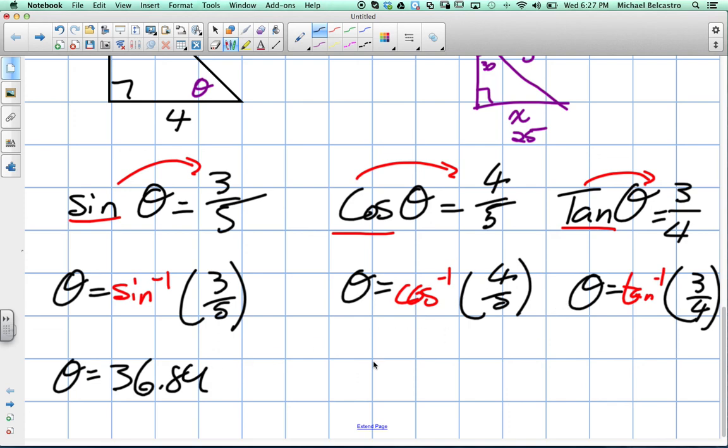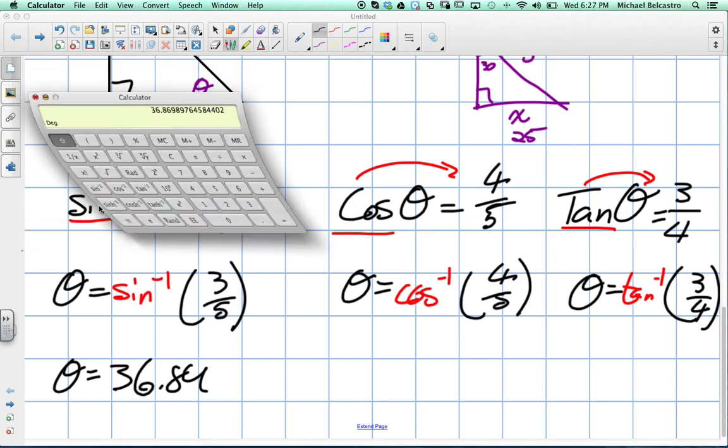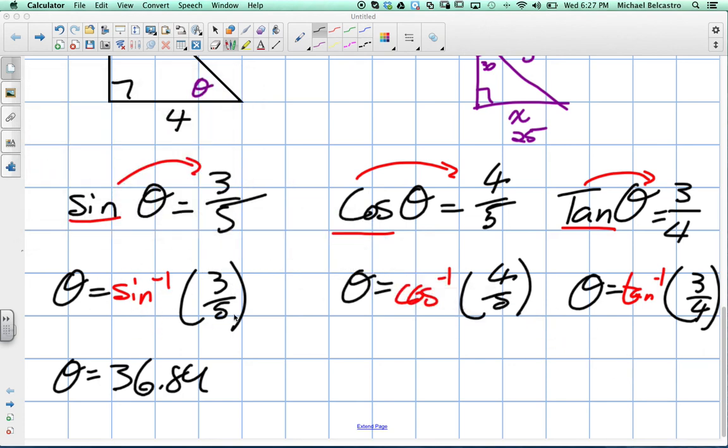Now let's test this one. Because it was the same angle every time, I should get roughly the same answer. In this one, we'll clear it, 4 divided by 5. And we have to do cos inverse, 36.86. Really, really close, right? And then let's test the last one, 3 divided by 4. Tan inverse, 36.86. So we found the same angle every time. So when we're typing these in, essentially your ratio of your triangle helps us solve for the angle. Okay? Does that make sense?